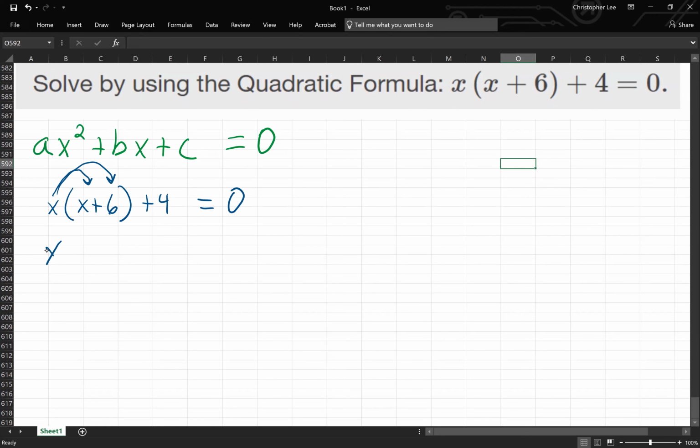So what do I have? I have X squared plus 6X plus 4 equals 0. After that, what's my A? What's my B? And what's my C? So what's A? 1. Very good. What's B? 6. Very good. What's C? Perfect. And now we have our formula, right?